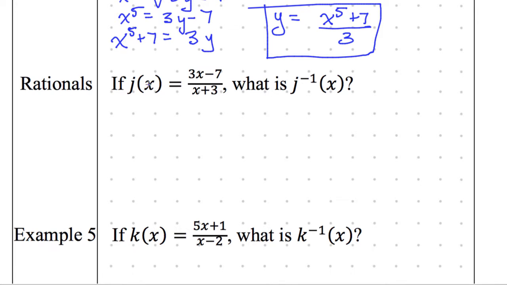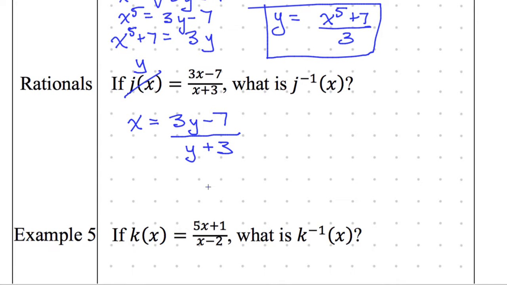Okay, so very similar. J of x, that turns into a y, and I'm going to switch x's and y's. So instead of a y over here, I'm going to have an x. x is equal to, everywhere where I see an x, I'm going to change that into a y. 3y minus 7, all of this divided by y plus 3. Oh no, Mr. Sindel, there's multiple y's, and we can only solve for one of them. Which one do we isolate and how? That's the problem. This is how you're going to do it.